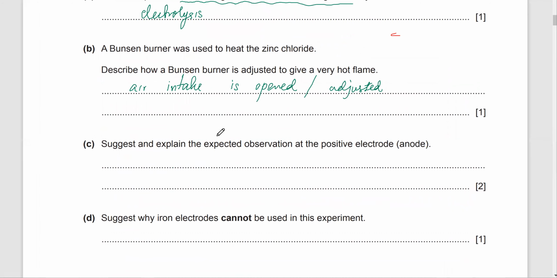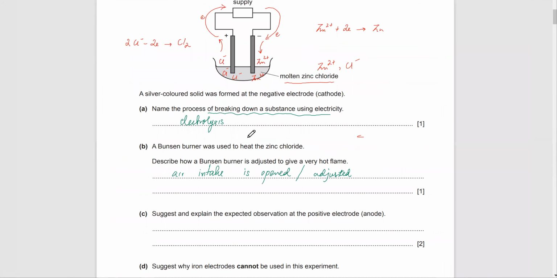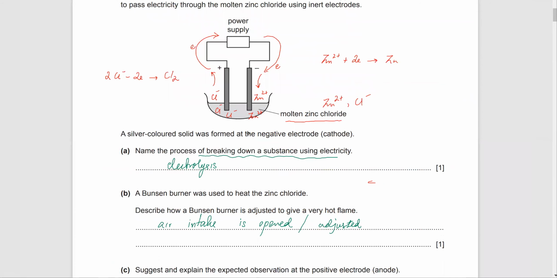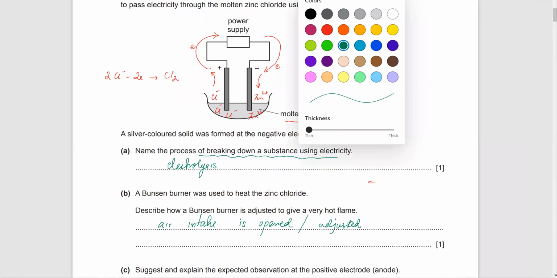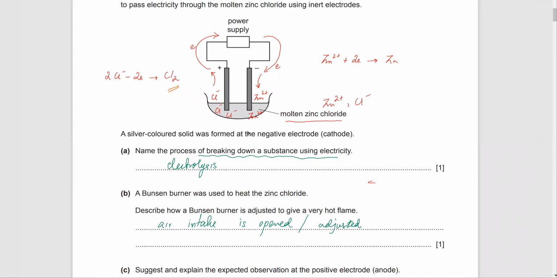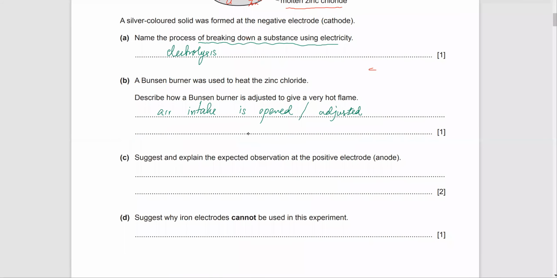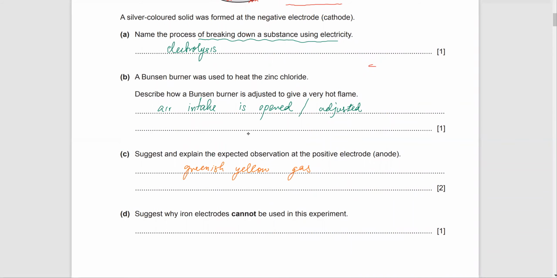Next, explain the expected observation at the positive electrode. So, do you know what the colors are? Remember the colors of the compounds on the sheet. You have to remember that. What is the color of chlorine gas? Is it green? Okay, it's a greenish yellow gas. So, just explain the expected observation. So, a greenish yellow gas is formed. Okay, Mahad, have you memorized the data sheet so far?